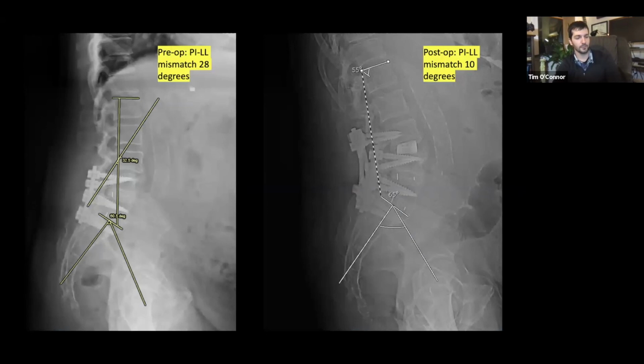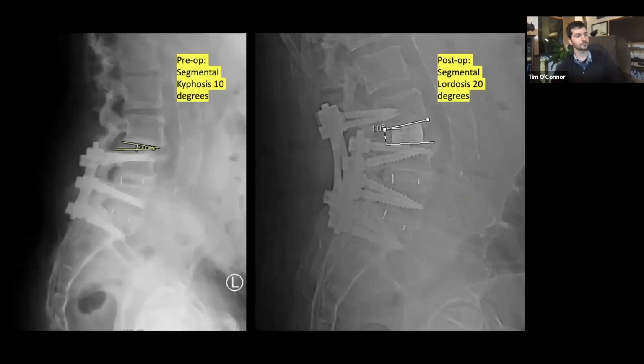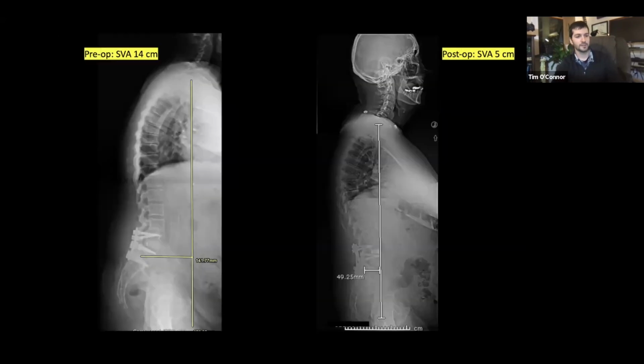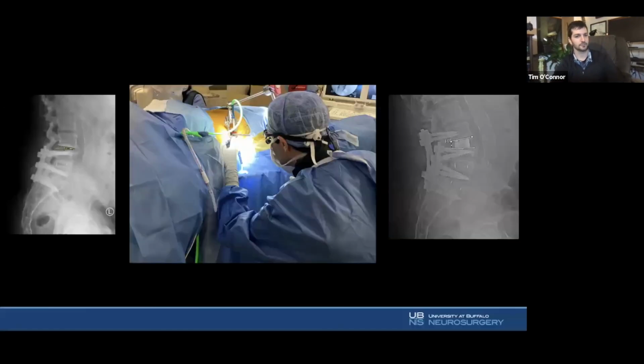And postoperatively, the PI-LL mismatch was corrected from 30 degrees to 10 degrees. And segmental lordosis was increased by 20 degrees at the operative level, with significant correction in global alignment from a positive 14 centimeter SVA to 5 centimeters.